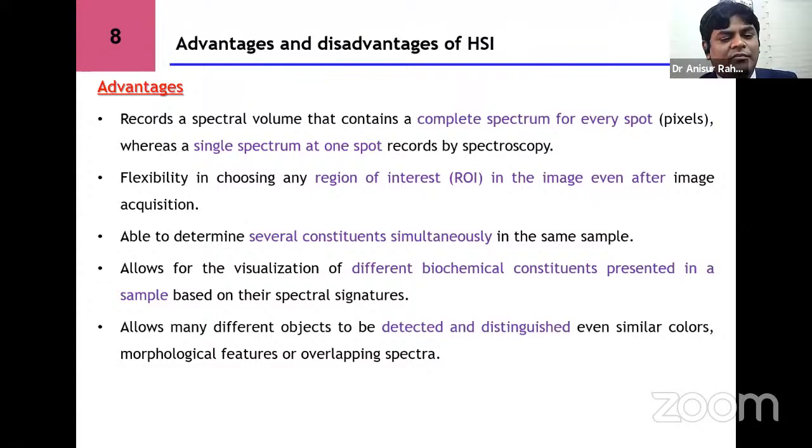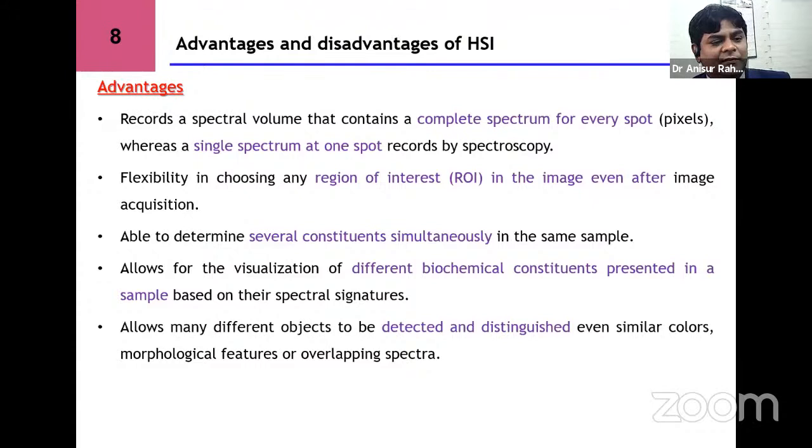Another important advantage is that hyperspectral imaging allows the visualization of different biochemical constituents present in the same sample based on the spectral signature. In the same sample, you can show the visualization: okay, this is more sweet, this is not as sweet. This is only possible using a hyperspectral imaging system. It also allows differentiating objects or detecting distributions even with similar color and morphological features. If you have apples of similar color but different sugar content, you can classify the higher sugar and lower sugar apples using hyperspectral imaging.